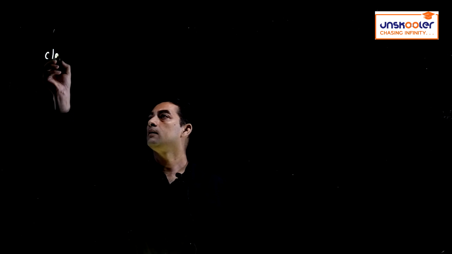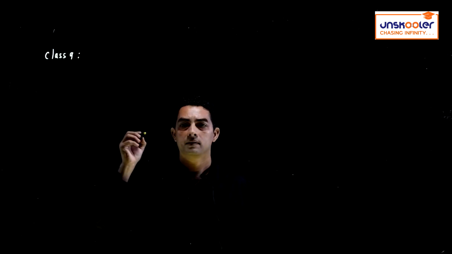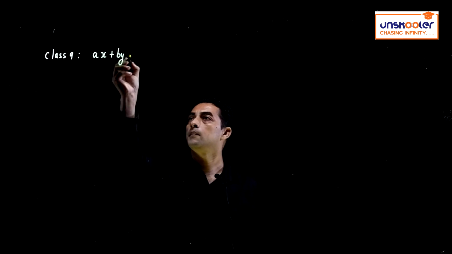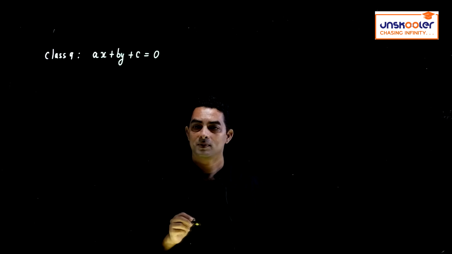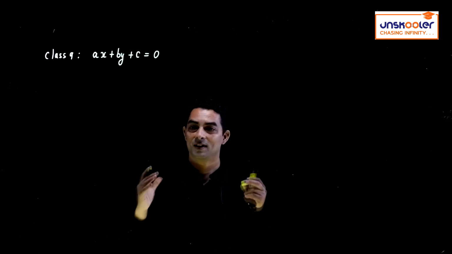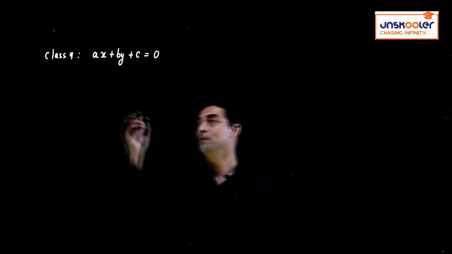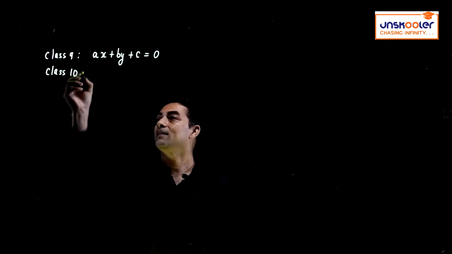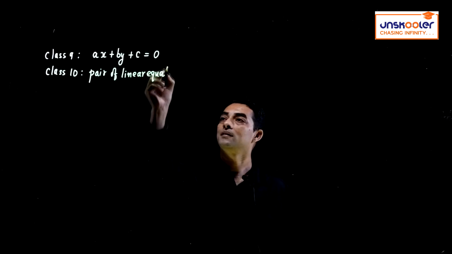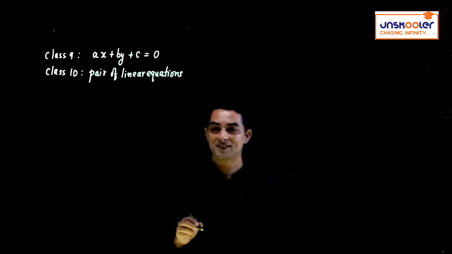Hello students. In standard 9, you have already learned what a linear equation in two variables is. So in class 9, you have learned that a linear equation in two variables can be written as ax plus by plus c is equal to 0. Now in standard 10, the chapter's name is not linear equation in two variables. The name of the chapter is pair of linear equations in two variables. So in class 10, it is a pair of linear equations.